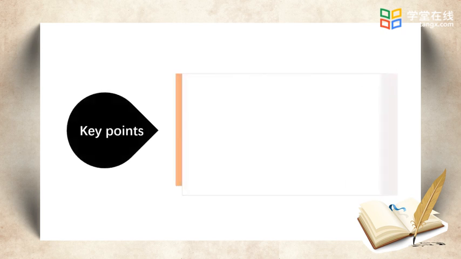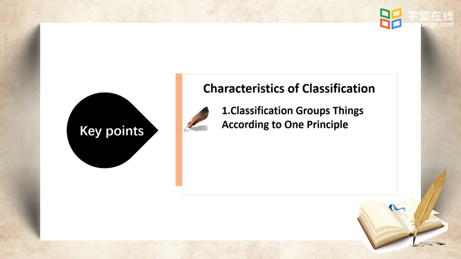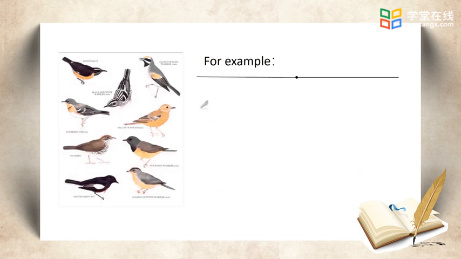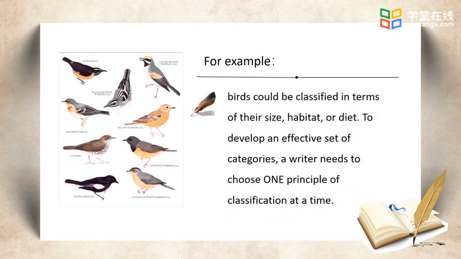Okay, let's talk about characteristics of classification. The first characteristic of classification is that classification groups things according to one principle. To sort items into groups, a writer needs to decide on what basis to do so. For example, birds could be classified in terms of their size, habitat, or diet. To develop an effective set of categories, a writer needs to choose one principle of classification at a time.